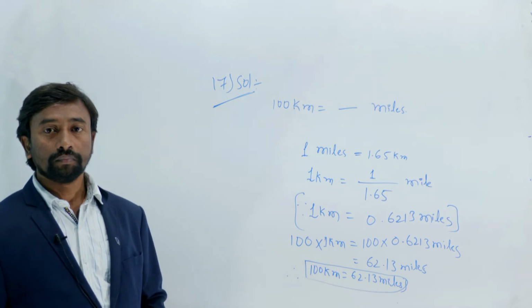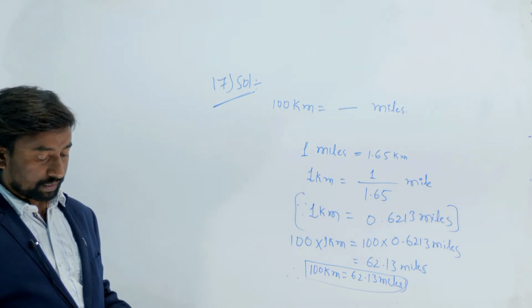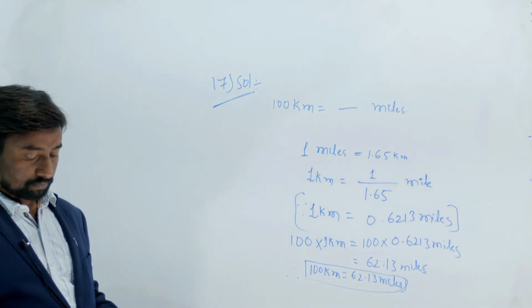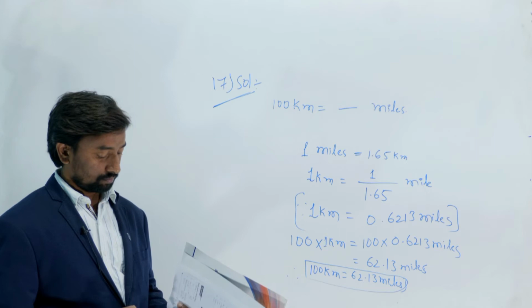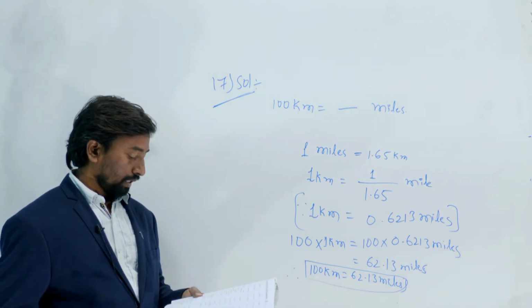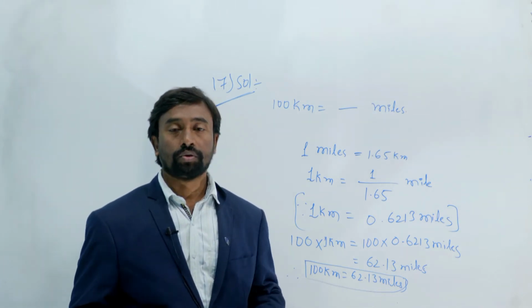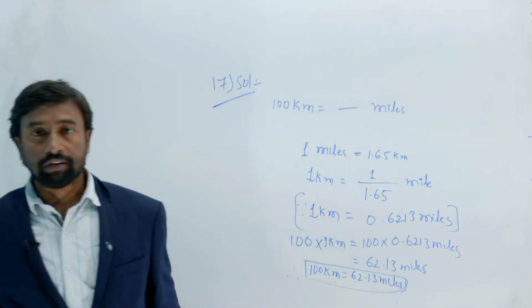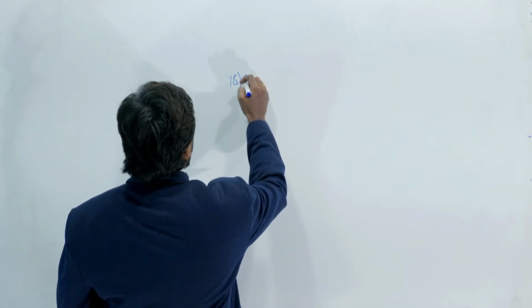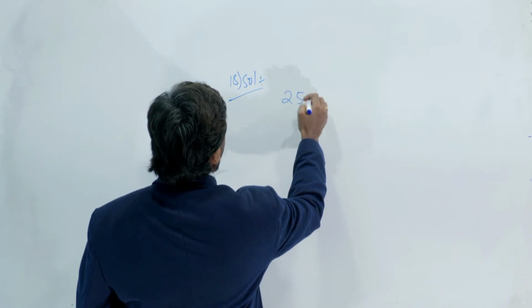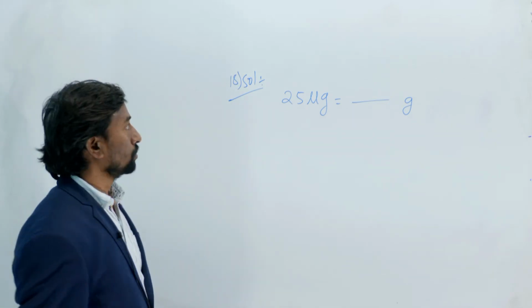Okay. Completed now? Now next, the 18th one we will see. The 18th question is given here: 25 micrograms is equal to dash grams. So the 18th solution: 25 micrograms is equal to how many grams?